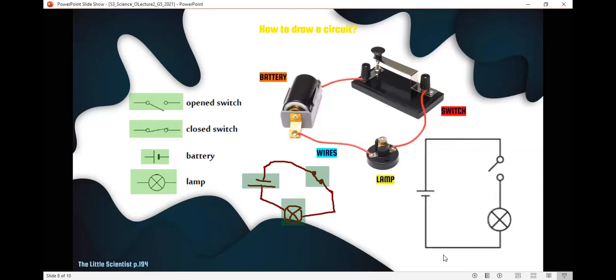This is what the diagram will look like. I want to put a battery, a lamp, and a switch. Here my mistake is that I drew the switch open. The switch is closed, so I should do this. It is closed and not open.